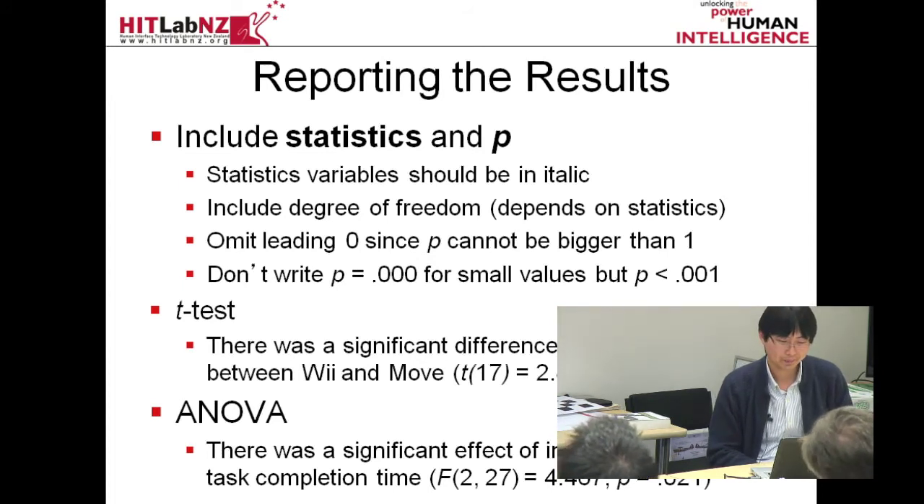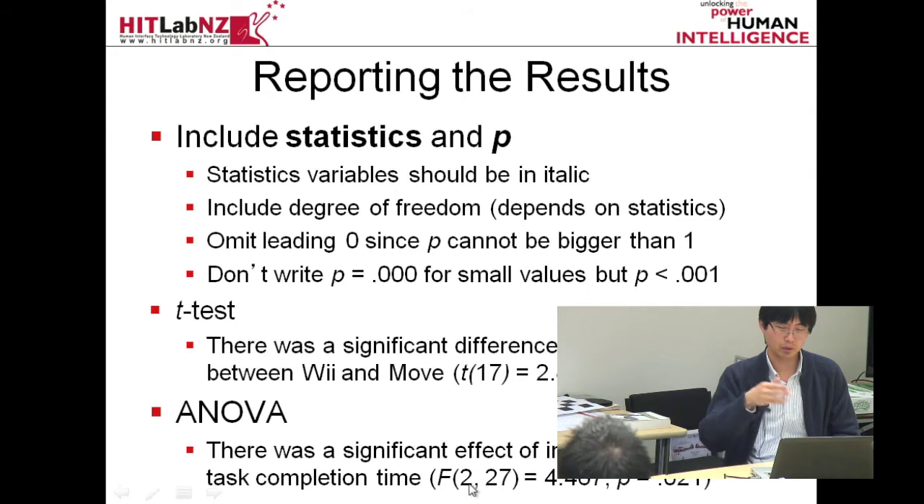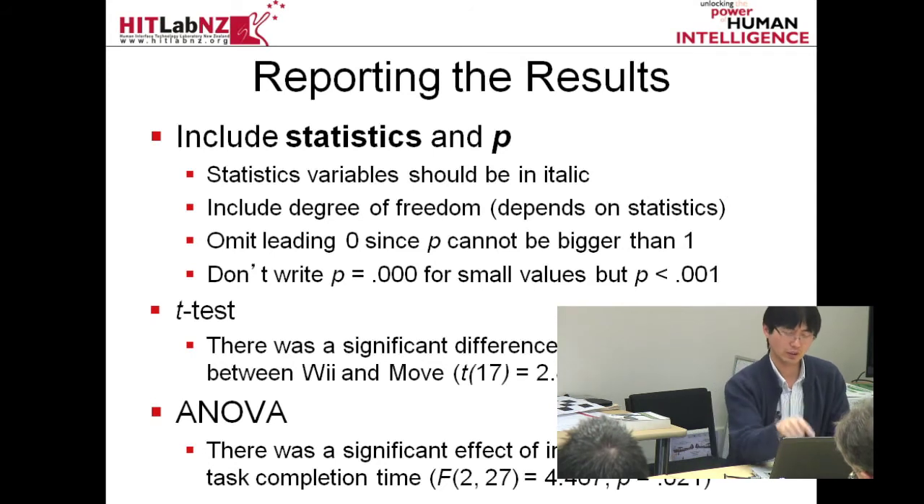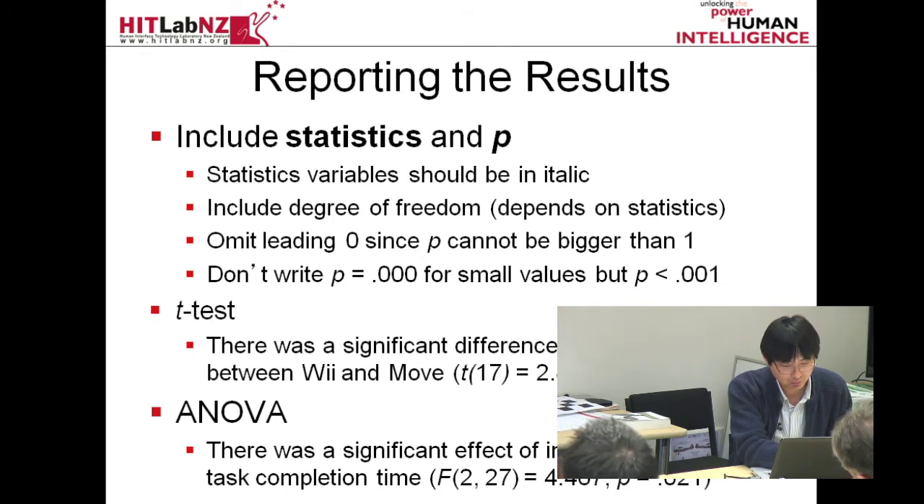And just the last question: did we have 2 and 27? Is 27 task completion time? In this case, 2 depends on the number of levels. In this case, it should be comparing 3 different cases. 27 is a combination of the number of participants and the number of cases, the number of levels. So this could be, I cannot really say, it depends on within subject or between subject design.